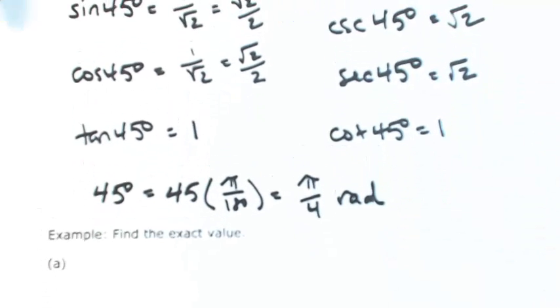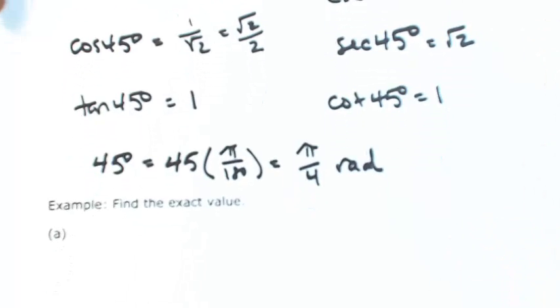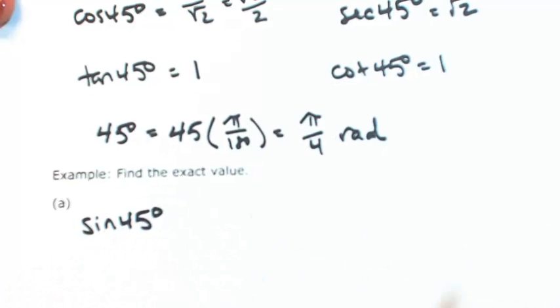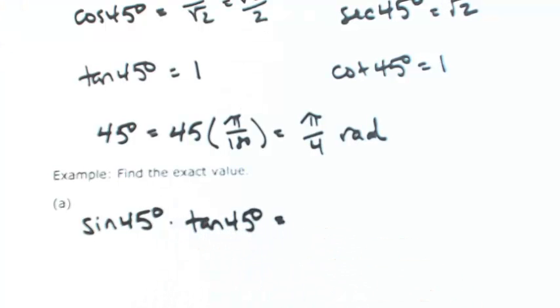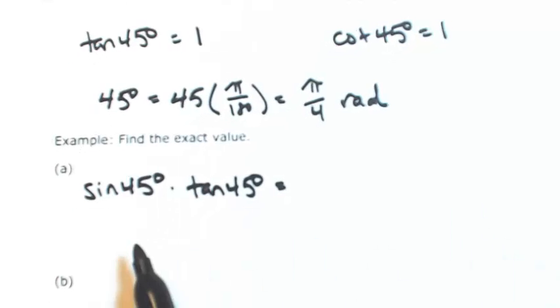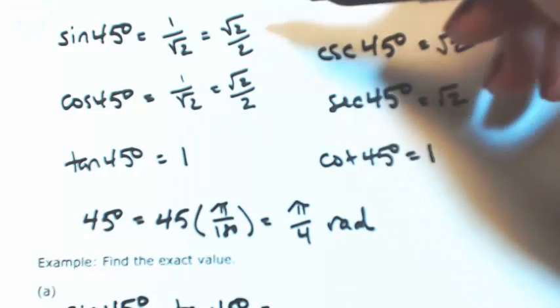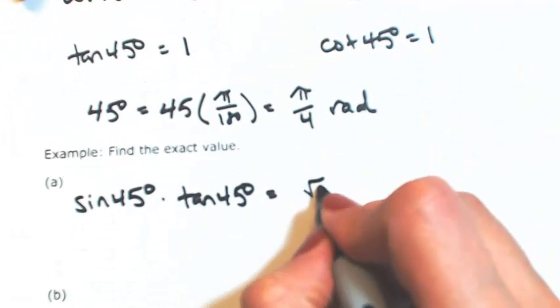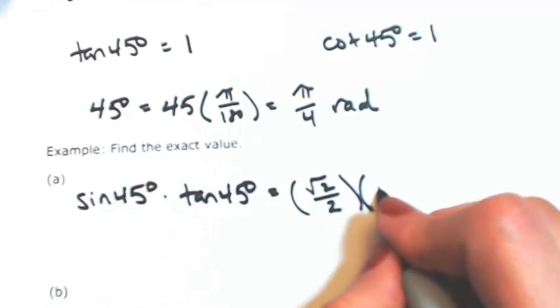Let's do a couple examples using these values, because these are going to be used a lot, so we need to get comfortable with this. Let's find the exact value of the sine of 45 degrees times the tangent of 45 degrees. Sine of 45 degrees, something we're going to have to remember at this point, is square root of 2 over 2. But if you ever forget it, feel free to redraw this triangle and find the sine that way. And then the tangent of 45 degrees, opposite and adjacent are the same, so that's just going to be 1.